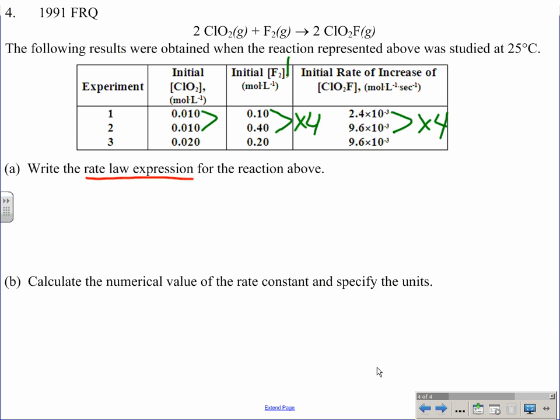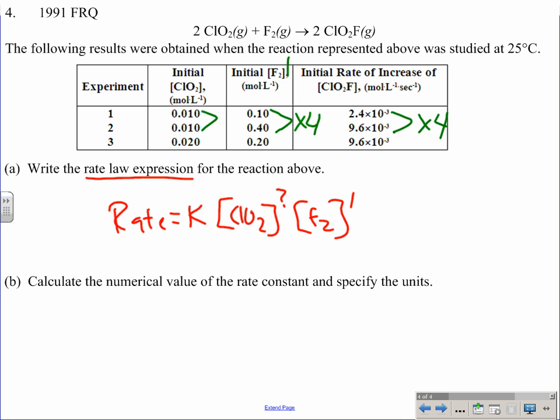So in my rate law expression here, I know I'm going to have the rate is going to equal K times the concentration of ClO2 to some power times the concentration of F2, and I just determined that was first order, so the first. Now, I have to go through and basically do the same thing I did previously. I now know what F2 is going to do to my overall expression. So I'm going to look at experiment 2 and 3 here. Now, that's a nice simple double situation. So I know between these two, that's going to cause a doubling.